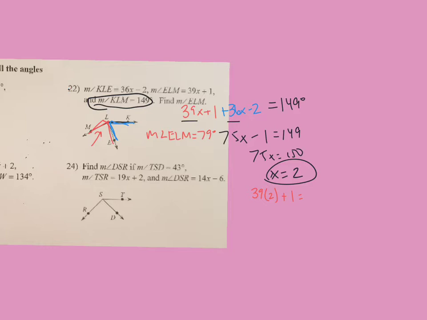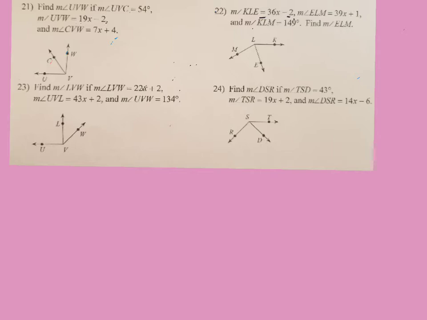Now just to check my work, I'm going to do the measurement of angle ELK or KLE. And x is 2, so I'm going to do 36 times 2 minus 2, so I get 72 minus 2 is equal to 70 degrees. 70 plus 79 is 149, which double checks my work, so it looks good. So 23 and 24 are very, very similar, just like the last two.